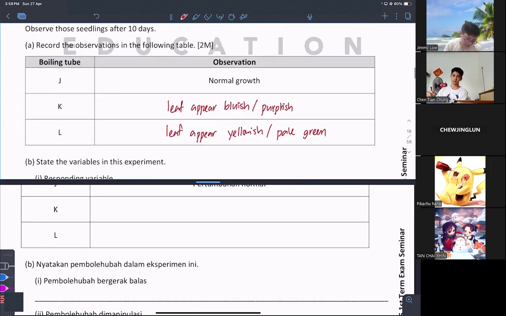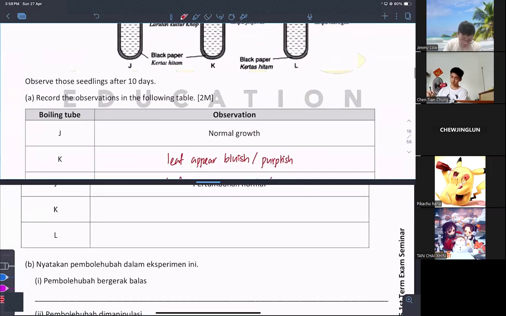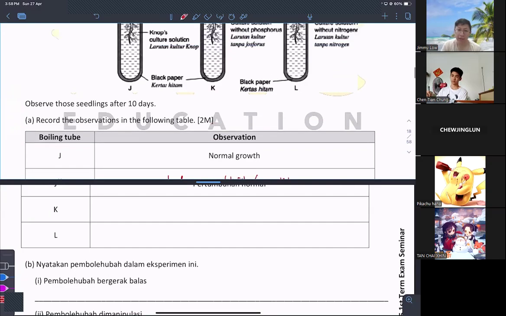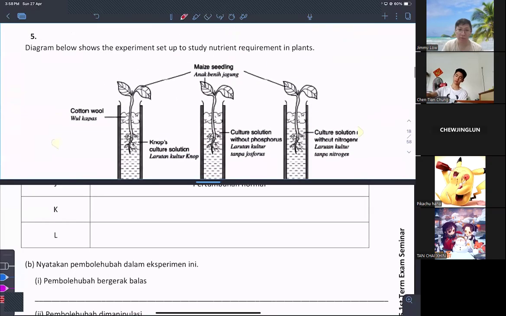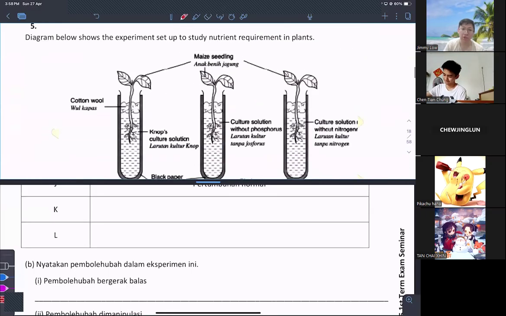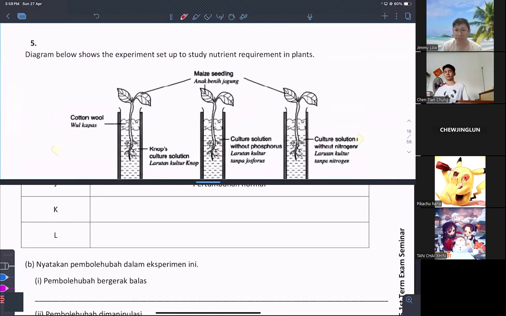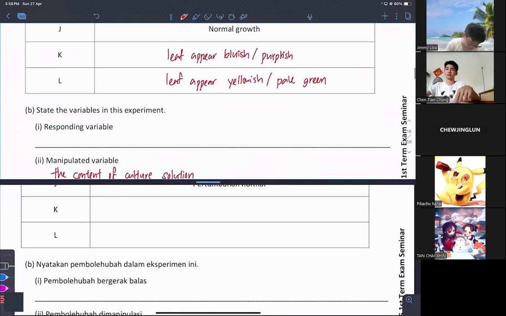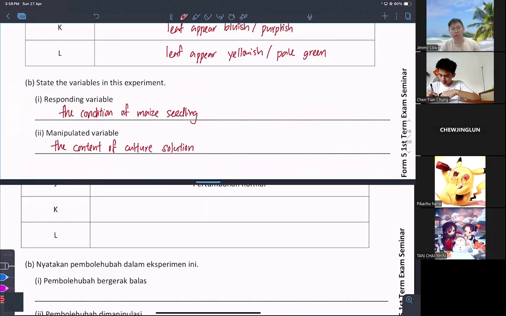For responding variable, you don't be like, oh, responding variable, observation. No lah. Okay, the responding variable refers to what? Refers to the condition of plant. Okay, the condition of maize seedling. Okay, so this is your responding variable lah.